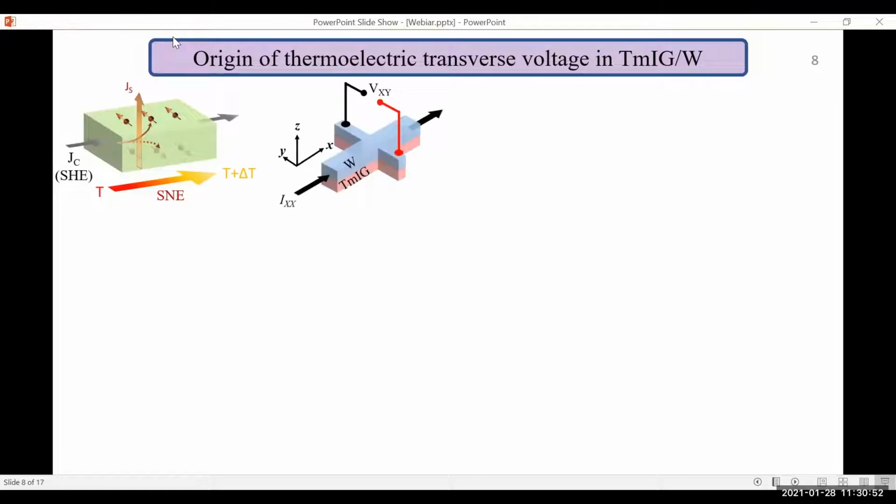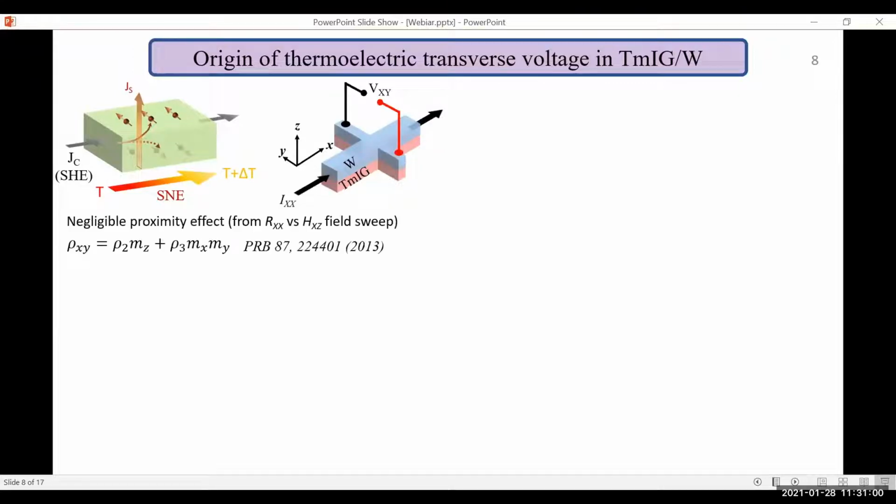So we study this in TMIG. TMIG is a ferromagnetic insulator, and we study TMIG/tungsten kind of bilayers. We measure the Hall voltage and Hall resistance, which can be derived in two ways. One is ρ2, which is associated with the out-of-plane field sweep. It will give the AHE-like signal. The next term is ρ3, which has a similar symmetry as PHE, but originates from spin Hall magnetoresistance.